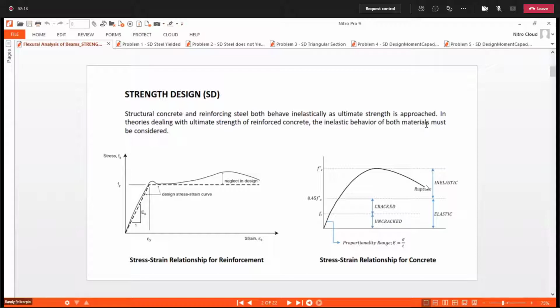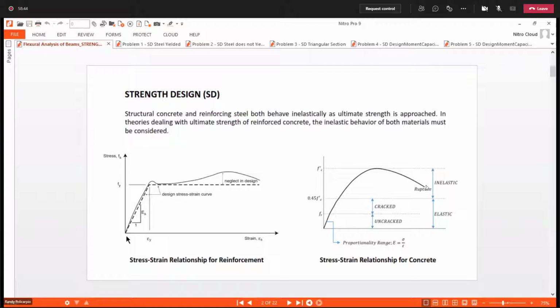So tandaan natin mabuti 'yan. I hope you still recall kapag yung material natin elastic and inelastic. So very important 'yan. In theories dealing with ultimate strength of reinforced concrete, the inelastic behavior of both material must be considered. Okay? So ito yung ating stress strain diagram for steel.